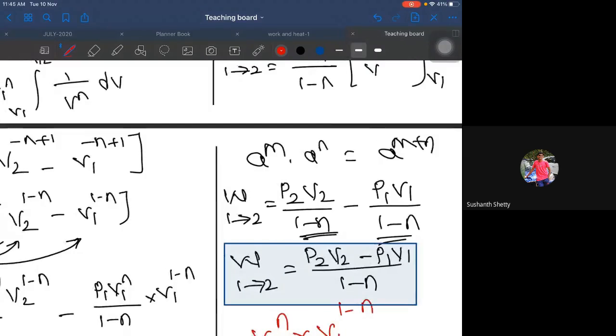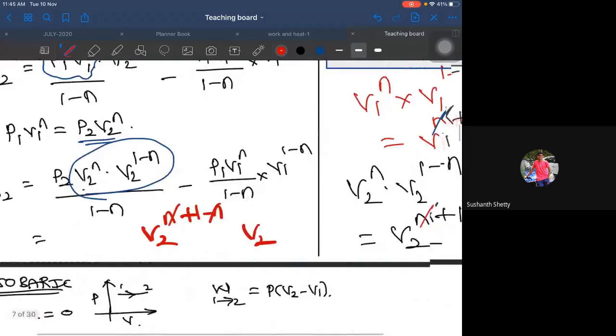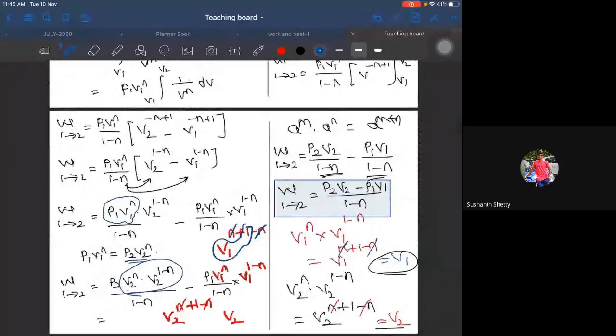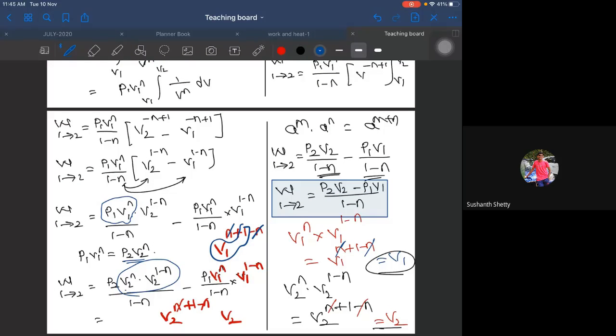Got it? Similarly, it goes for the other expression also, which is V1 to the power of n, V1 to the power of 1 minus n. A to the power of m into a to the power of n is a to the power of m plus n. That is V1 to the power of n plus 1 minus n. Again, n and n go away. The only remaining is V to the power of 1, which is just V1. This is what I have written here.